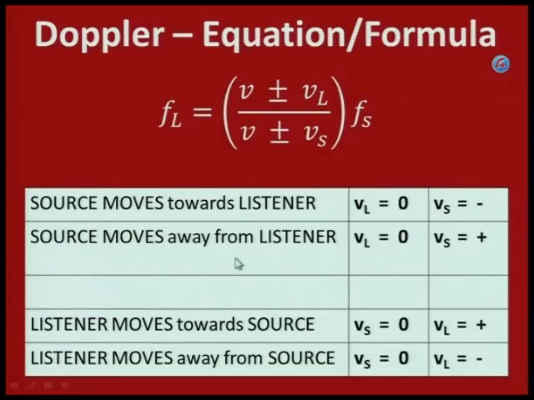Now, we look at the second situation where the listener moves towards the source. Now the speed of the source is 0 and VL is positive. The listener moves away from the source. Now Vs is again 0, the source is stationary, and VL is negative. So if we want to do an example, you just need to remember this table so that you know when Vs is negative and positive and when VL is positive or negative.